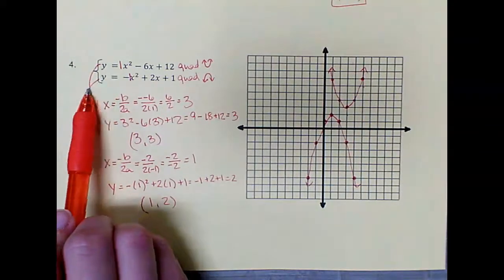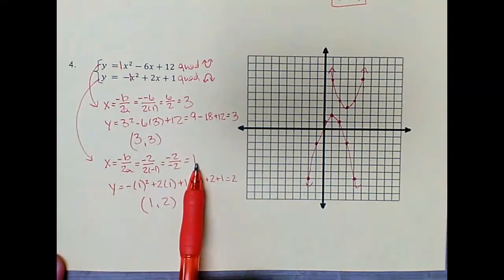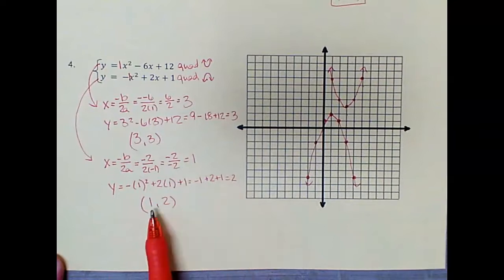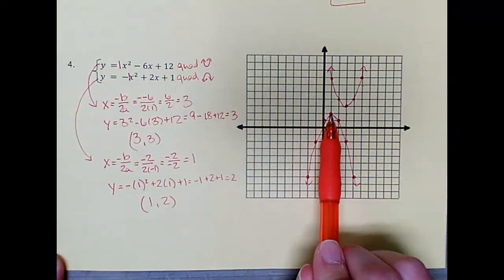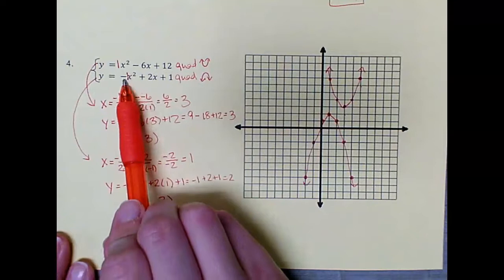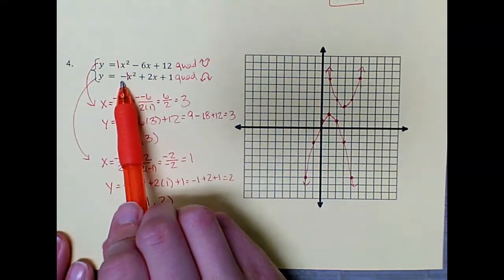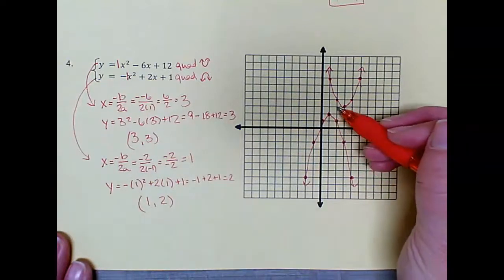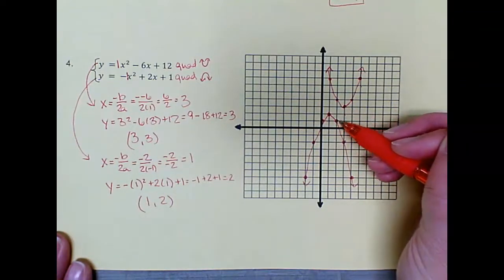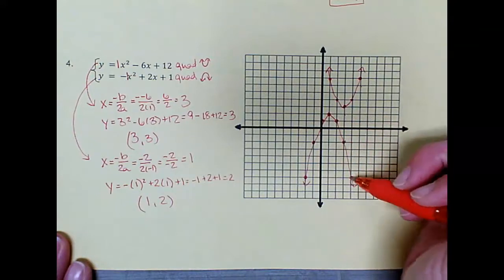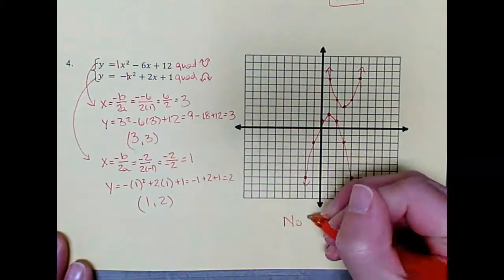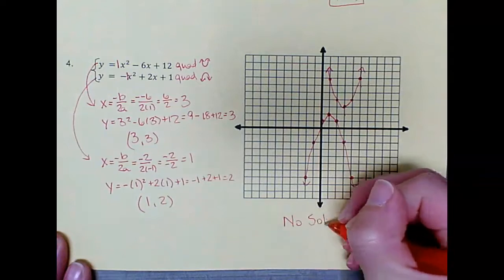For the second equation, my x value for the vertex is 1, and when I substitute 1 in place of x in the equation, I get 2. So 1, 2 is my vertex. I do notice that this parabola opens down. It's been reflected over the x-axis before it's been shifted up 2. So instead of going over 1 up 1, I have to go over 1 down 1, over 1 down 3, over 1 down 5. And what do you notice about these two parabolas? There's no point of intersection. That means that this set has no solution.